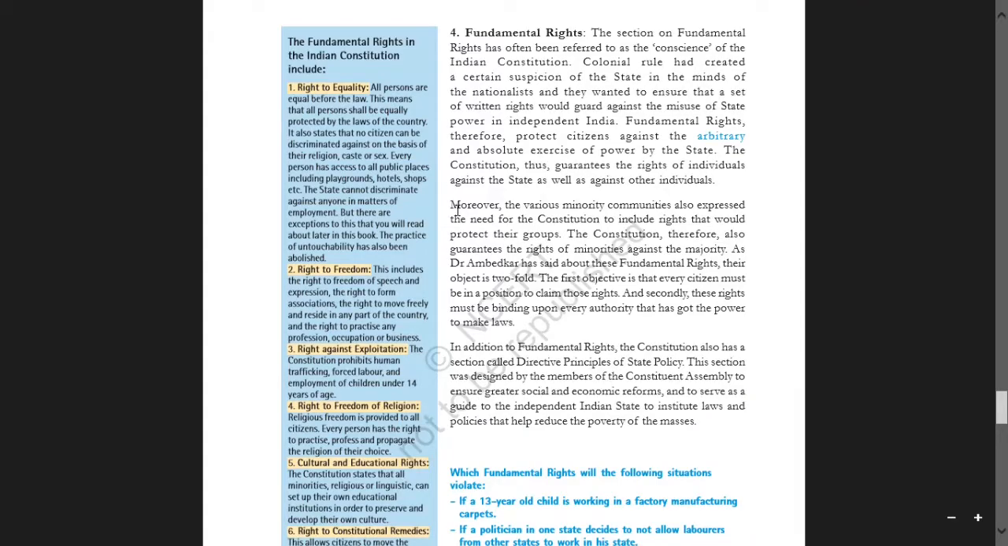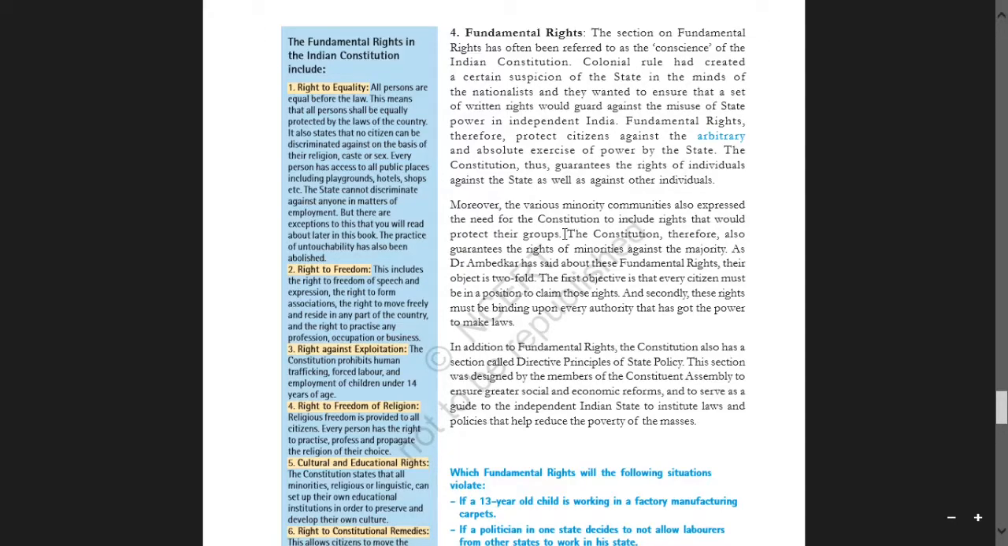Arbitrary means random. Moreover, the various minority communities also expressed the need for the Constitution to include rights that would protect their groups. The minority communities, the groups of people who are fewer in number, also expressed this need.